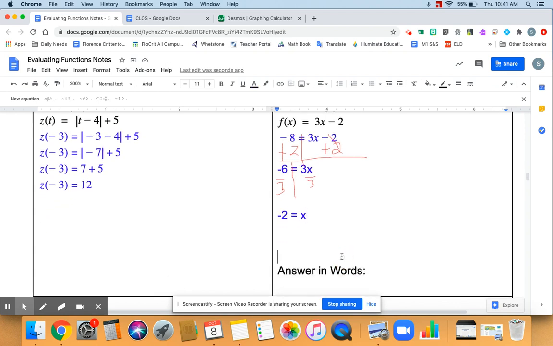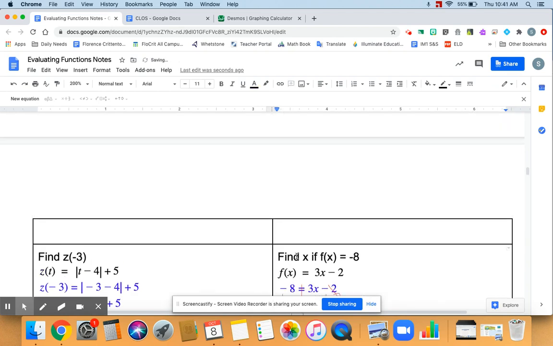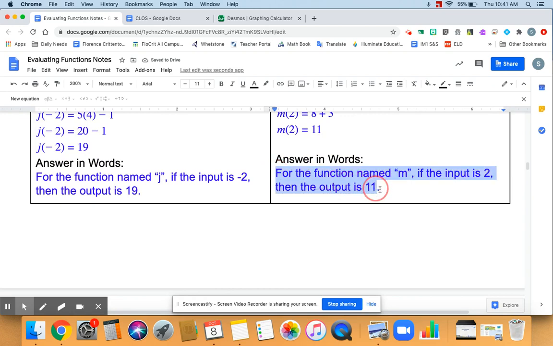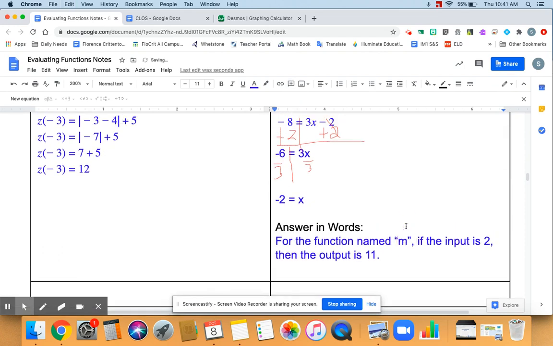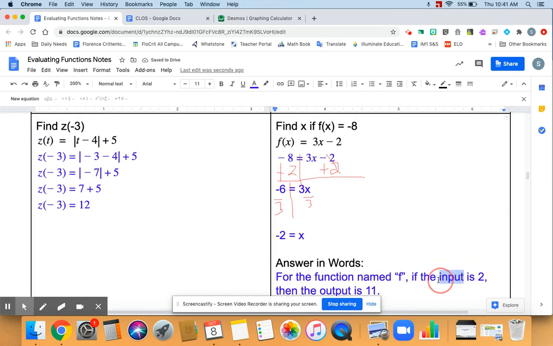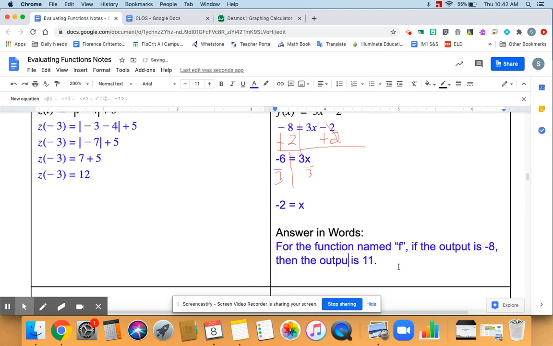So if I had to put this answer into words, it would be very similar to one of these, except for the function named, this time it's f. However, it's not if the input, because they didn't give us the input this time. This time they gave us the output. So it's if the output, so if the answer is negative 8, because that's the output they gave us, then the input, the x we found, is negative 2.